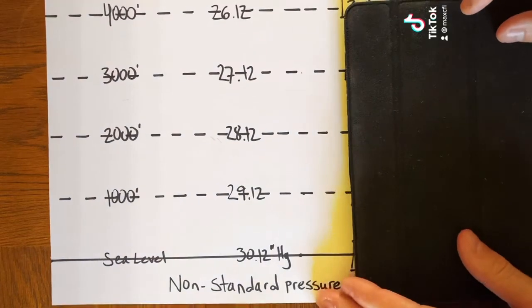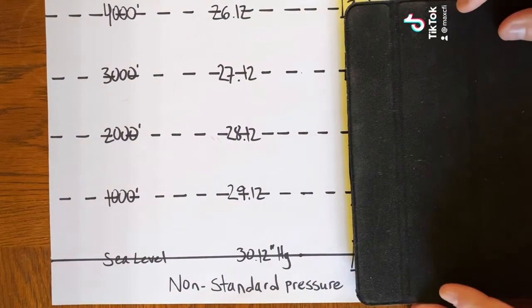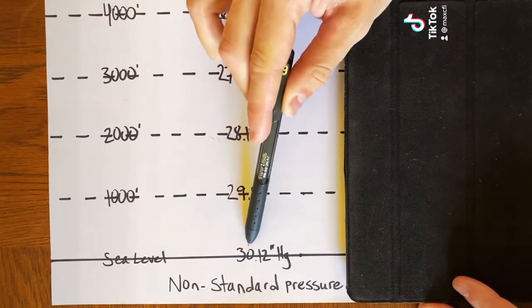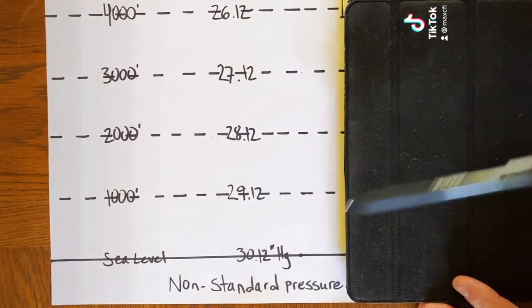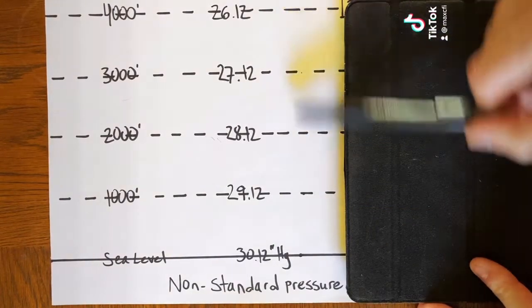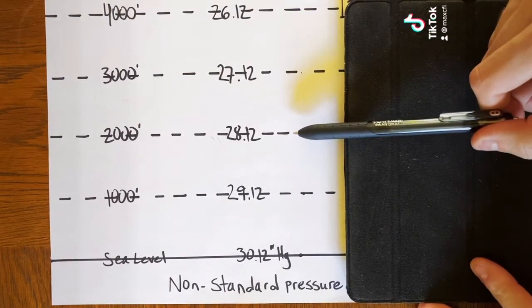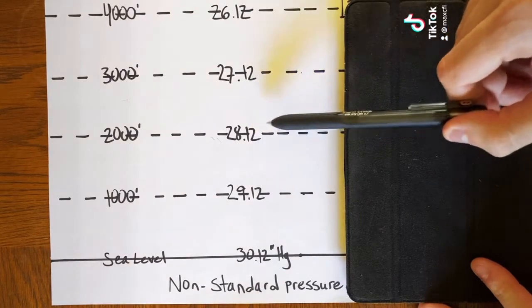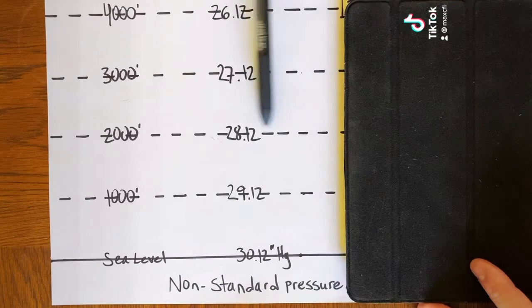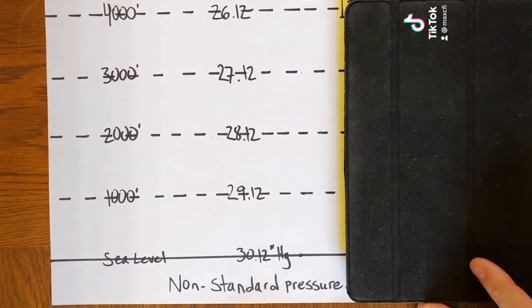So let's say we have a day with non-standard pressure at sea level. We'll say the sea level pressure is 30.12 inches of mercury, and we'll assume that it decreases 1 inch for every 1,000 feet. And let's say you're flying along at 2,000 feet here. So 28.12 inches of mercury is the ambient air pressure on this day at 2,000 feet above sea level.